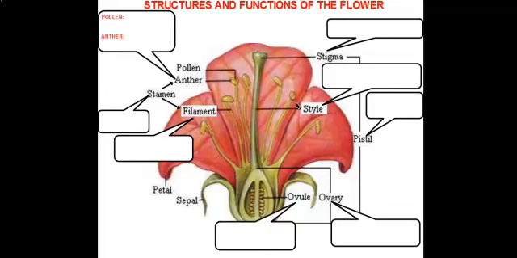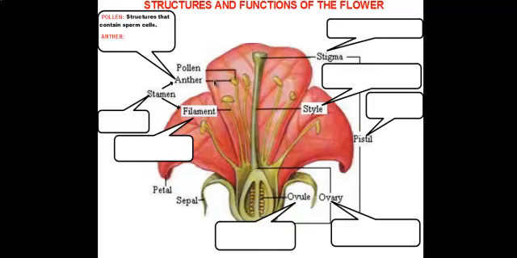Now, as the male part of the flower, the stamen's main job is to produce grains of pollen. And pollen are structures that contain the sperm cells for the flower. So the goal is to get the sperm of this flower into the eggs of another flower, or maybe even the same flower that the sperm was made on.